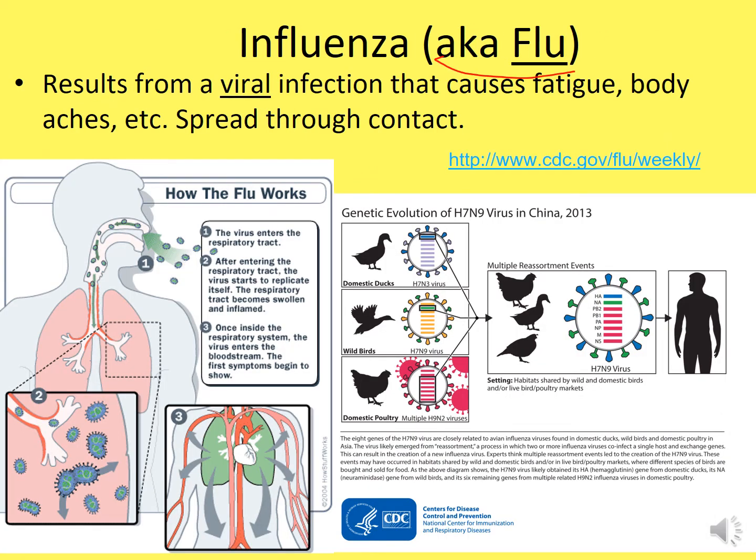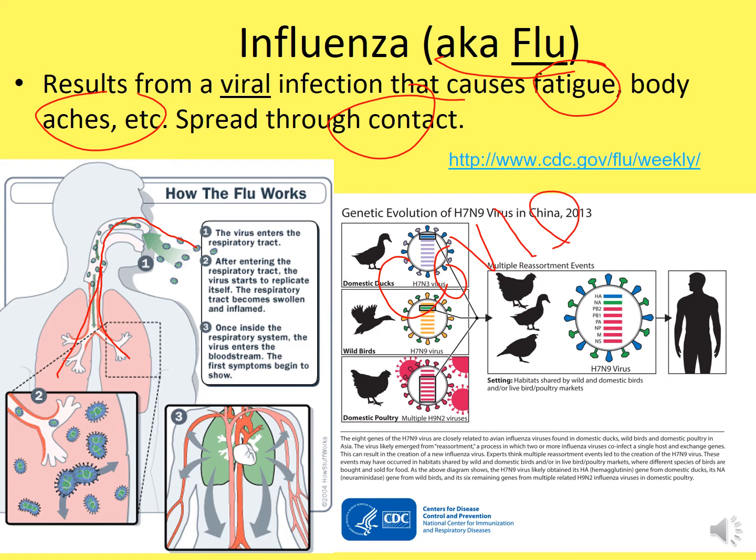Flu. Flu is a viral infection that causes fatigue, body aches, and spreads through contact. When the virus enters your body, it begins to attack. This is very similar to COVID. One of our biggest things back in 2013 was the H7N9 virus that happened in China. It happens with animals, and it's a genetic evolution. Not to say it didn't happen here, because we have a lot of stuff here too that people don't have. We're the only country that's really dying of cancer and stuff. So there's a lot to look at.